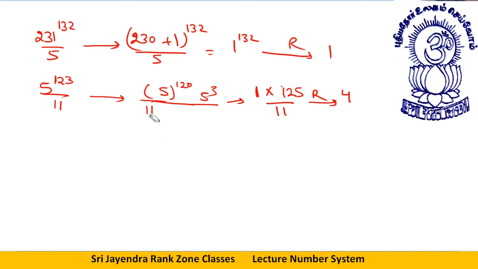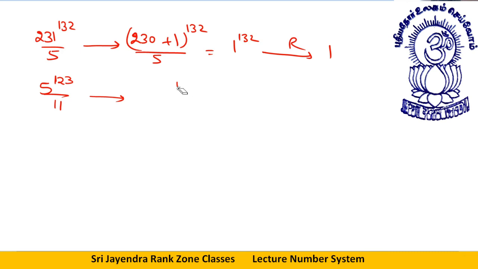I am very sorry, students, let me repeat all this in English. I just forgot. Look, see, this is 5 raised to the power 123 divided by 11. How will I write this? I know that if the divisor is 11 and the power is a multiple of 10, then this will give me a remainder of 1. Then this is 5 cube.